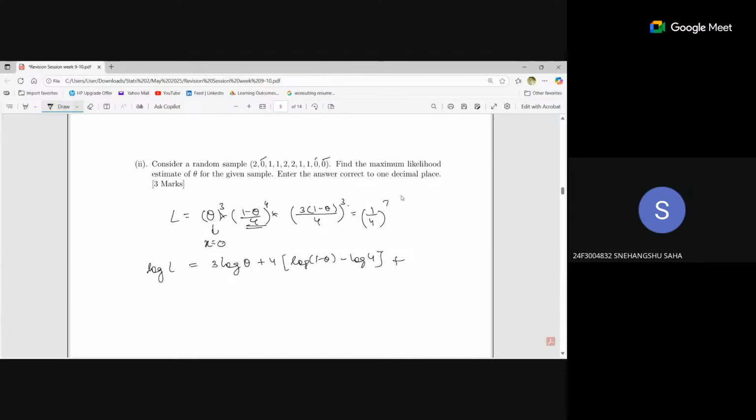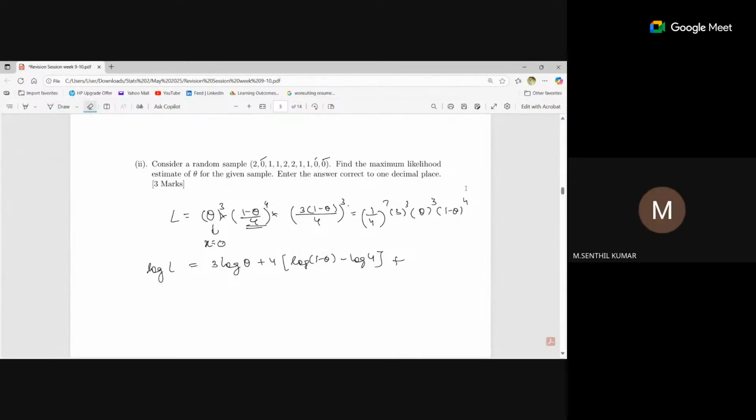Yes. And 3 raised to the power 3. So this will be like 3 raised to the power 3. Then we have theta raised to the power 3. Then 1 minus theta raised to the power 4, and 1 minus theta raised to the power 3. So like this will be 7.